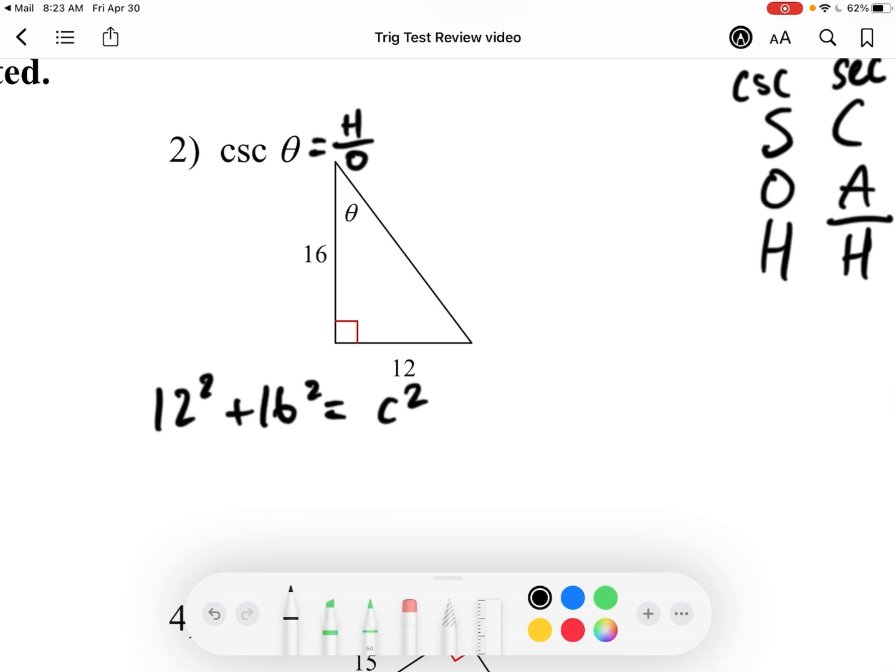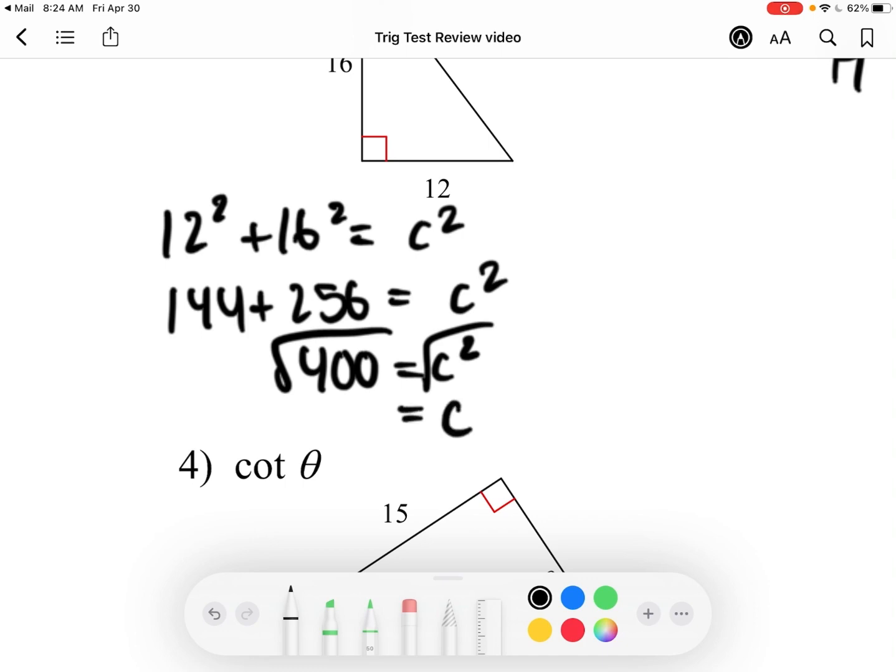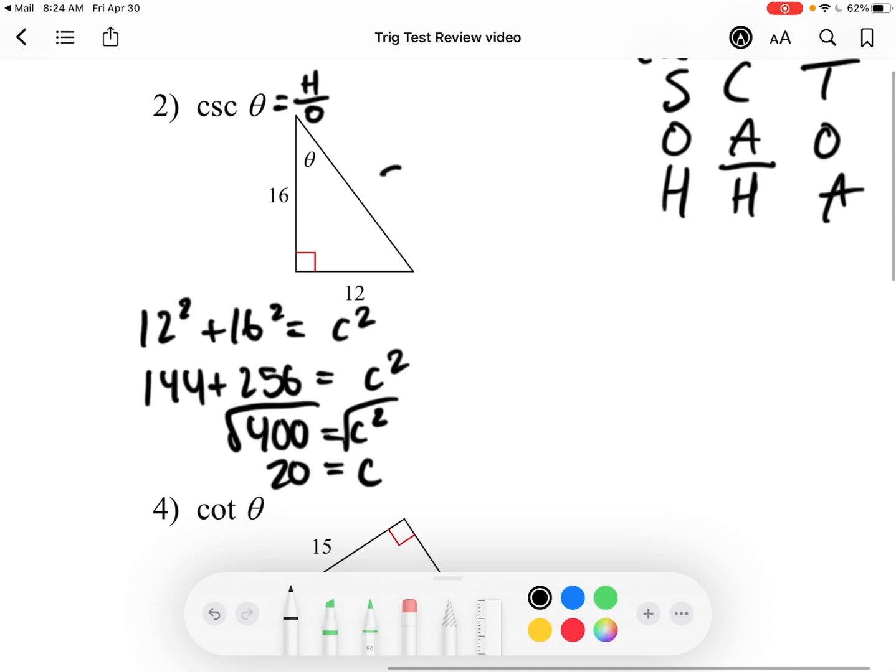So 12 squared is 144, and 16 squared is 256. So 144 plus 256 is equal to c squared. 144 plus 256 gives us 400. So we get 400 is equal to c squared. You take the square root of both sides, and then c is equal to 20. The square root of 400 is 20. So our hypotenuse is 20.